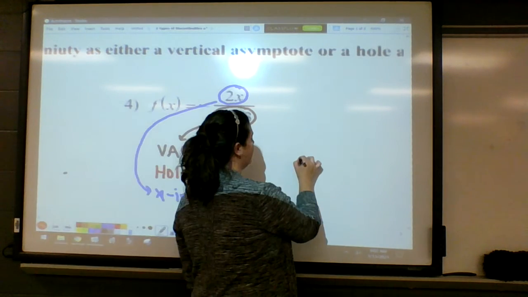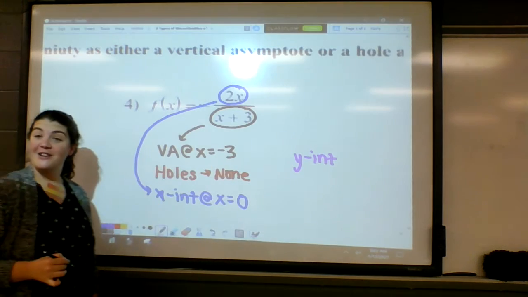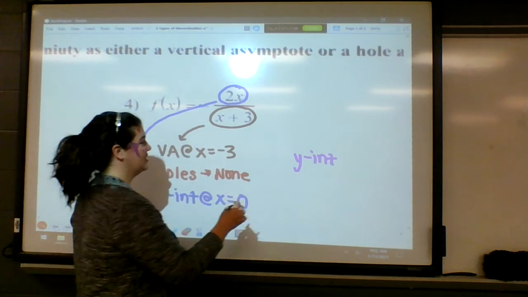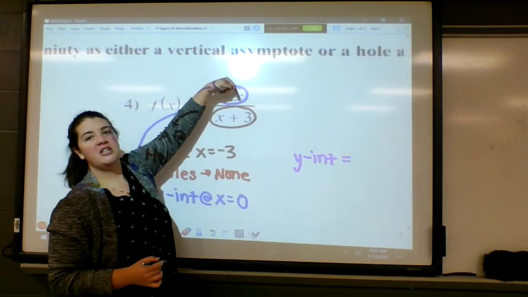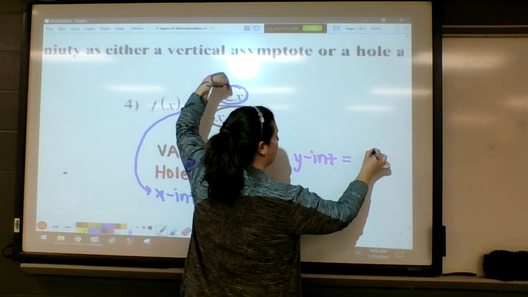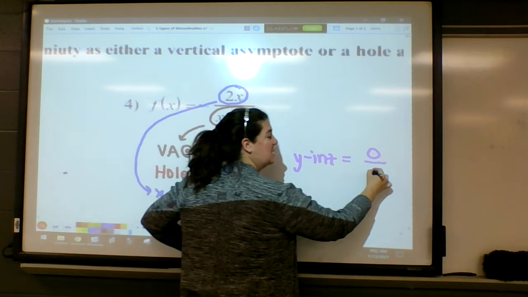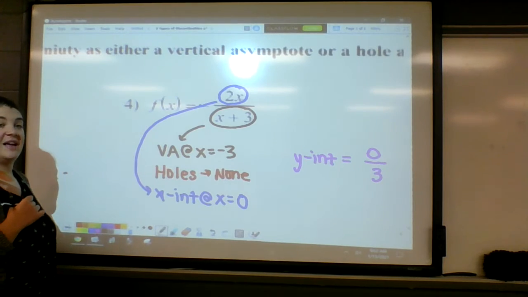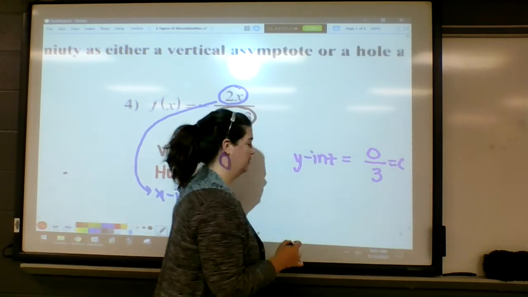So then what's the y-intercept? We talked about that yesterday, right? How do you find the y-intercept? Plug in 0 for x. So if you put a 0 on the top, you'll have 2 times 0, which is 0. If you put in 0 in the bottom, you'll have 0 plus 3, which is 3. And 0 divided by 3 is 0. So your y-intercept is also at 0.